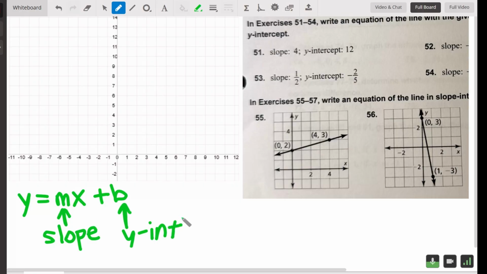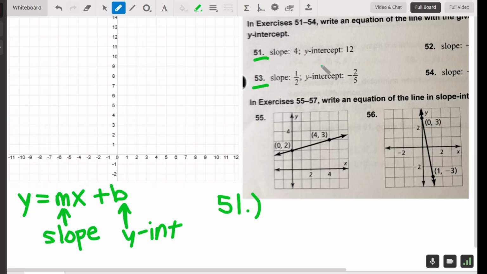And again, the y-intercept is just the point at which that line, that function, crosses through the y-axis, which is going to be this guy right here, right? This y-axis. So for our first one, we're going to do number 51 and 53. We'll start with 51 here. 51 gives us a slope of 4, the y-intercept of 12. Now, when we do this, we want to start with our benchmark. Our starting point is going to be that y-intercept.